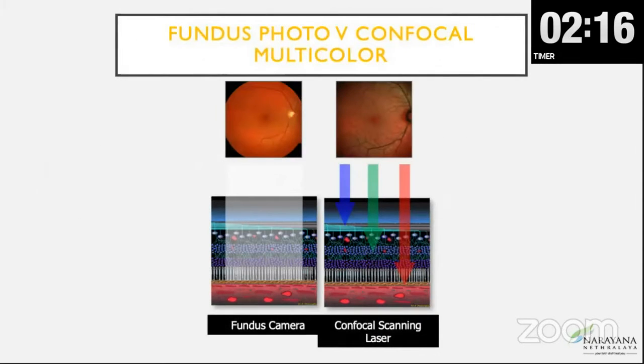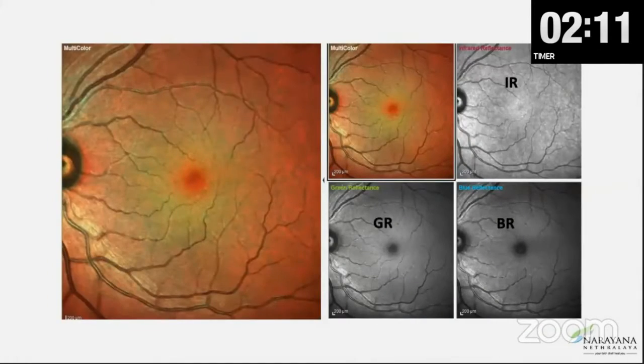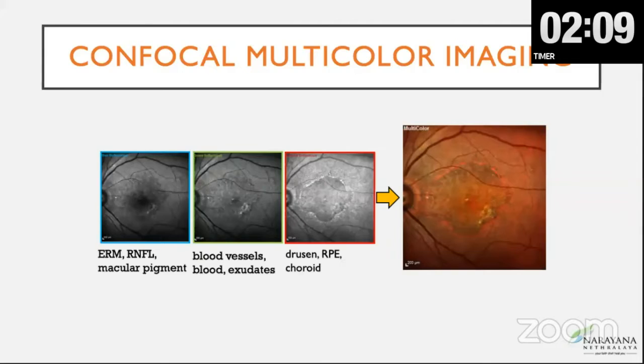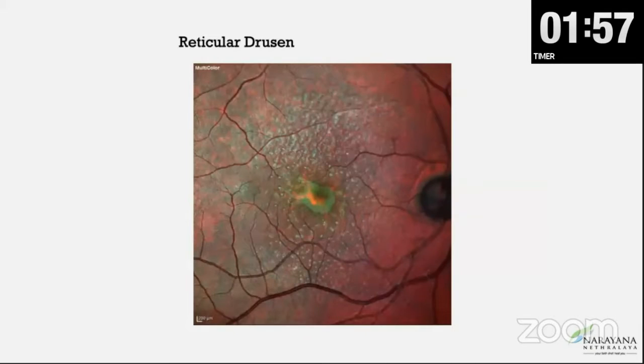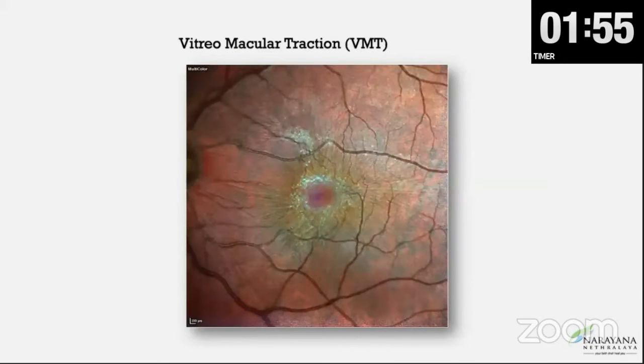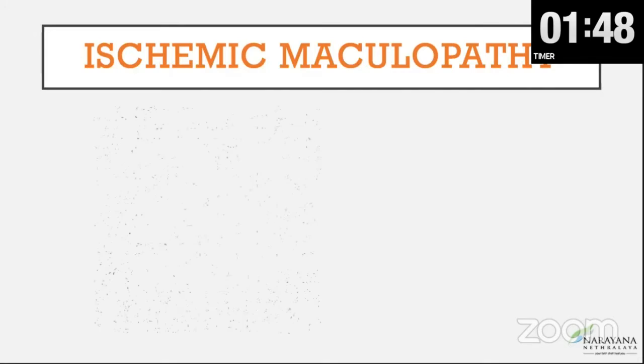Going on to multicolor imaging, I'll have to rush through because there are a lot of slides here. We do have multiple lasers here that we can get information from the difference. With blue reflectance, we get the superficial, then green, and the deeper through the red reflectance. Here's the epiretinal membrane seen beautifully, some drusen, choroidal folds, vitreomacular traction. Here, the comparison between the fundus and the confocal multicolor, where you can see such good detail.